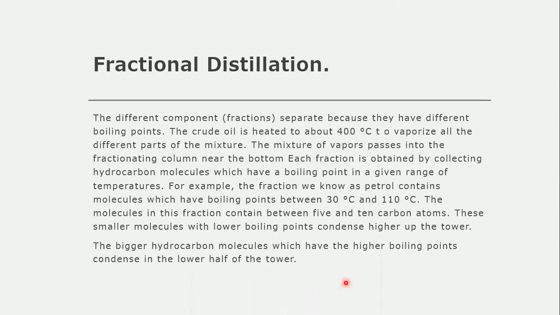So this is basically fractional distillation, or that is how we separate our oil into different fractions. The different components separate because they have different boiling points. Crude oil is generally heated to about 400 degrees centigrade to vaporize all the different parts of the mixture. So first we heat it up to vaporize all of it. Then each fraction is obtained by collecting hydrocarbons which have a boiling point in a given range of temperature. For example, petrol contains molecules which have a boiling point between 30 and 110. So what are we basically going to do?